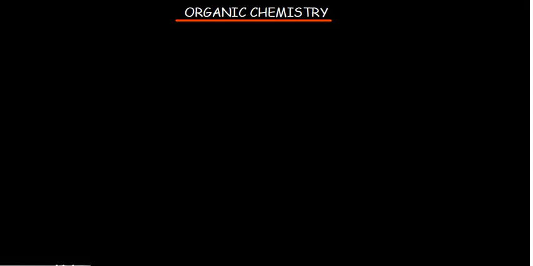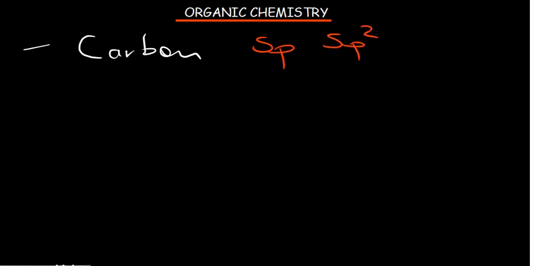Under organic chemistry, we get to focus on organic compounds, right? So basically, we are studying compounds that are made up of carbon, more specifically. Okay? So, what did we say? We said carbon basically is able to undergo three different types of hybridization. There's sp, we talked about sp2, we also talked about sp3 hybridization.